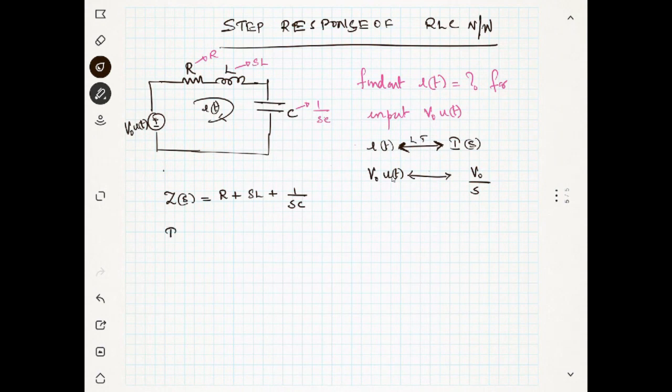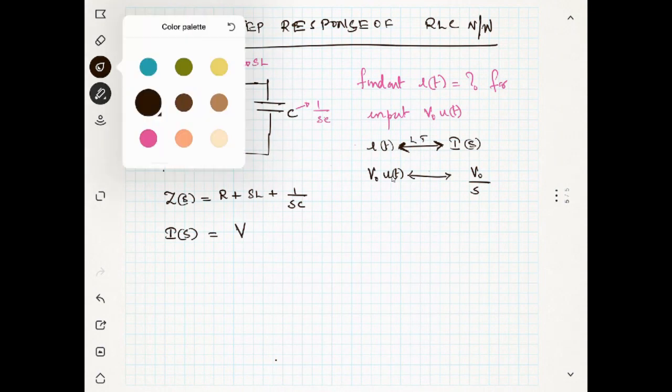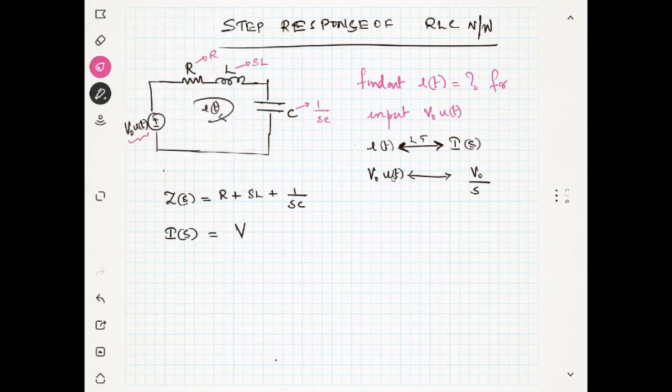Now how to find my current I of S? Voltage V of S divided by Z. This voltage has a Laplace transform. My voltage V of t is equal to V naught into u of t. It has Laplace transform V naught over S. So V of S is equal to V naught over S, right?